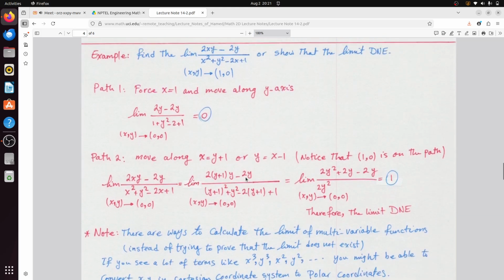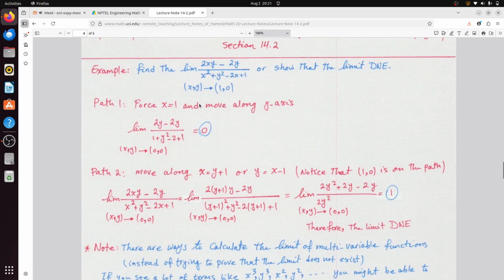Again another good question. Find the limit of 2xy minus 2y by x square plus y square minus 2x plus 1, or show that the limit does not exist. Force x equal to 1 and move along the y axis. So limit 2y minus 2y equal to 0, by 1 plus y square minus 2 plus 1. So it will give you 0.